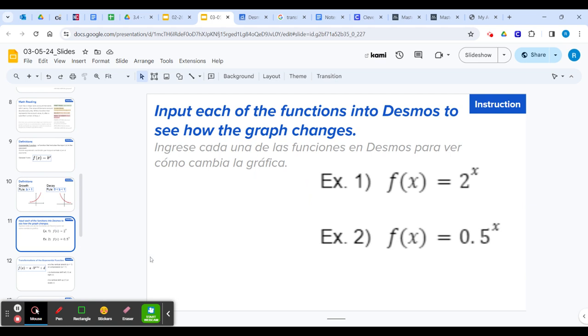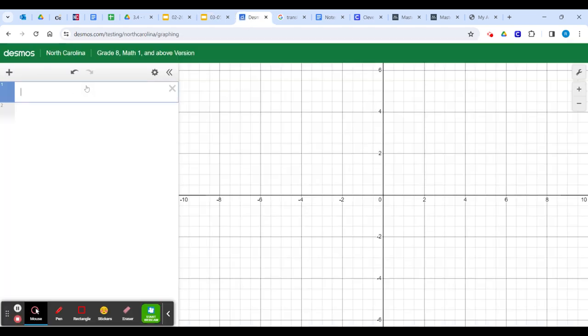Focusing in on that base number is going to be a big thing today. So I want you to input and see the different Desmos graphs for these two functions here. For example 1, we have a base number that's greater than 1 with 2, so we're going to expect growth. And for the second one, we have a base number that's less than 1 with 0.5, so we're going to expect decay. Let's just type those in, see what's up.